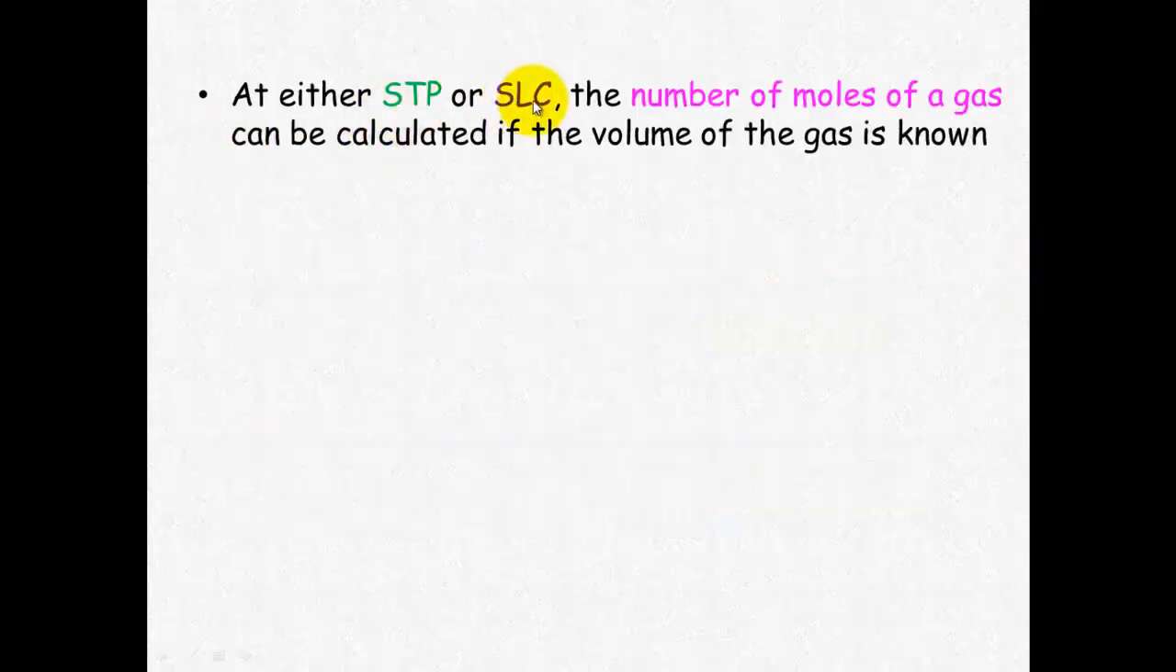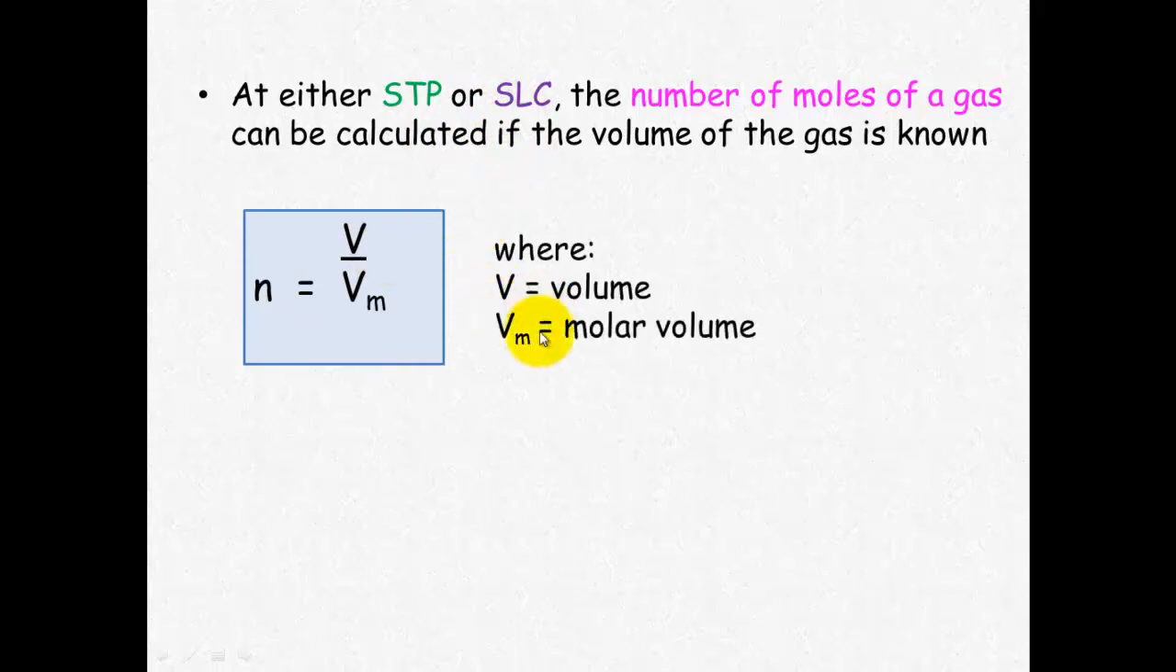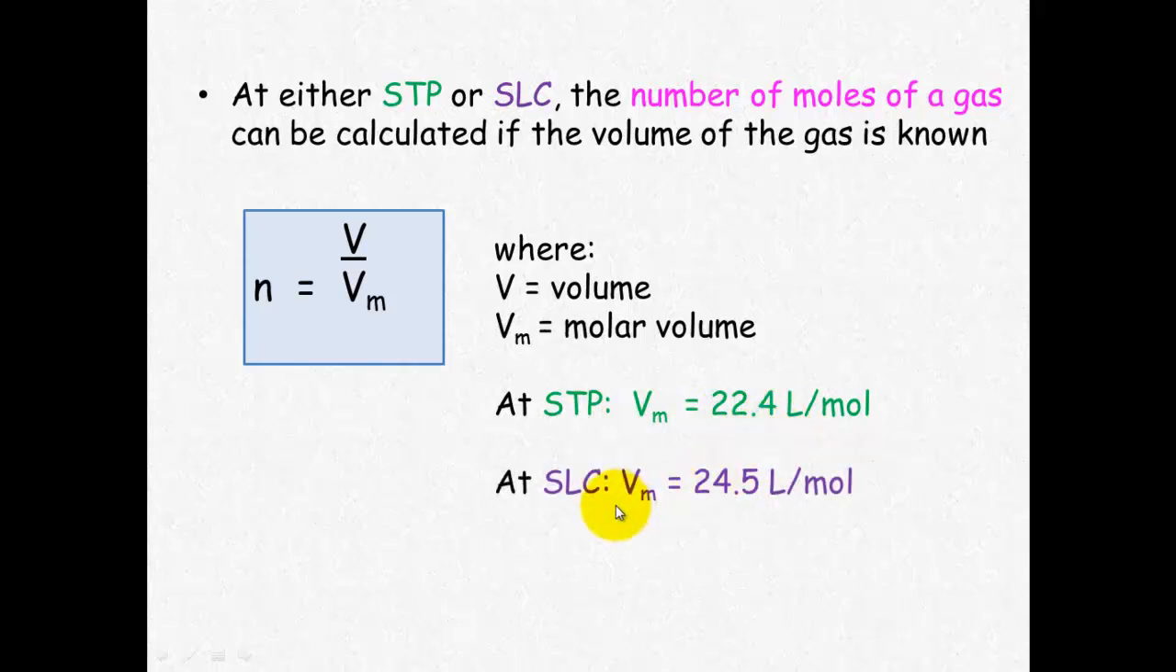Okay, so at either STP or SLC, the number of moles of gas can be calculated if the volume of gas is known. Using this formula, the number of mole equals the volume of gas over the volume of the molar gas, which will either be at STP or at SLC. V equals volume and Vm equals molar volume. So at STP, molar volume is 22.4 litres per mole, and at SLC it's 24.5 litres per mole.